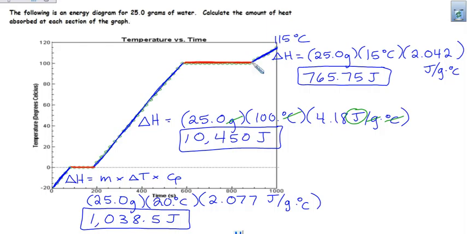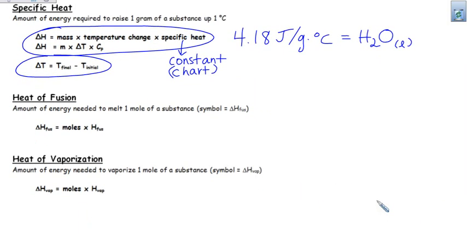These are when we're changing phase, and we need to add energy to melt a solid, or I need to add energy to boil my liquid water, but we need a different equation. Because we can't use this one. There is no temperature change. So here are the other two equations we'll use. Heat of fusion and heat of vaporization. Heat of fusion is defined as the amount of energy needed to melt 1 mole of a substance. So fusion is for melting. Heat of fusion. Energy required to melt 1 mole.